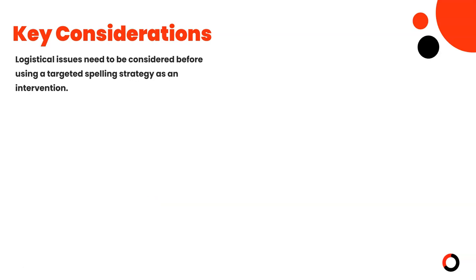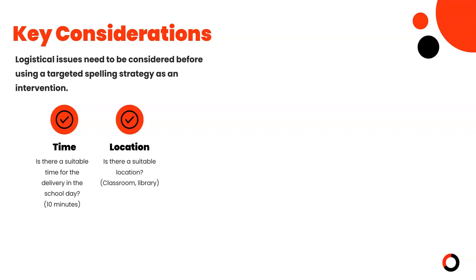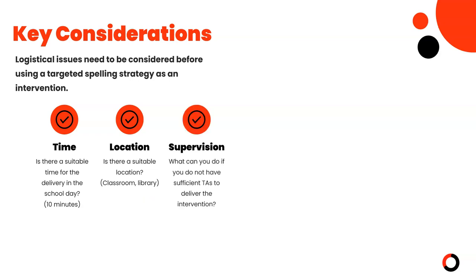Some key considerations. Logistical issues need to be considered before using a targeted spelling intervention. So is there a suitable time of the day where this can be delivered? The location, will this be in a classroom or will it be somewhere quite like a library? Supervision. If you do not have sufficient TAs to deliver this as an intervention and you do have 2 form entries, we do have another version of the trial, which is class level. So you could use that one.